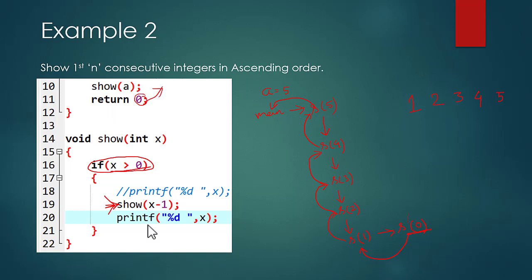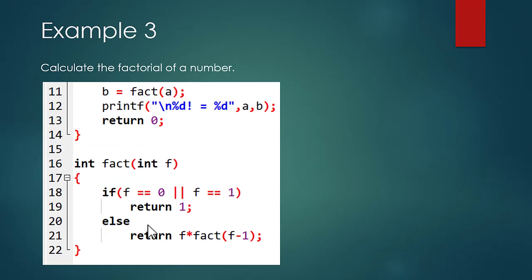You can see that by changing the order of the function calling and the printing statement, we are getting a completely different result. So this is to give you the idea of the recursion. We are going for another example where we are going to calculate the factorial of a number.